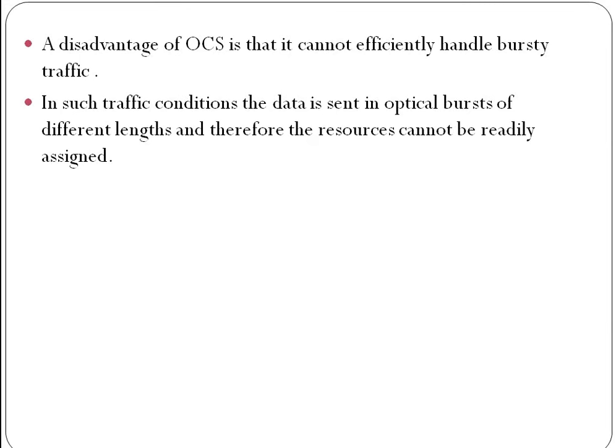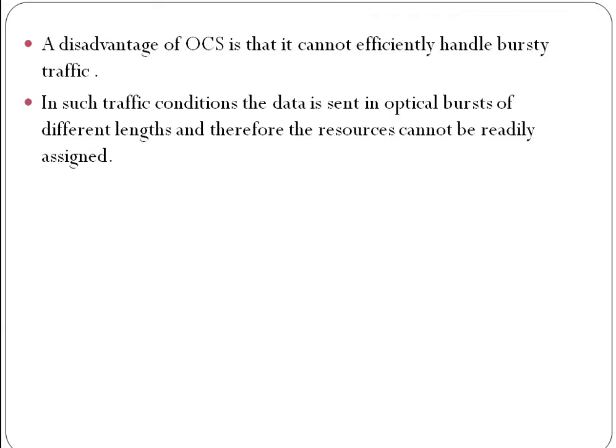Also, there is the wavelength continuity constraint. To remind you, the wavelength continuity constraint means that a light path cannot be created by a single wavelength channel. Such a situation is called the wavelength continuity constraint. It also limits the flexibility of OCS networks, as light paths using the same wavelength can only carry the traffic from the source to the destination.